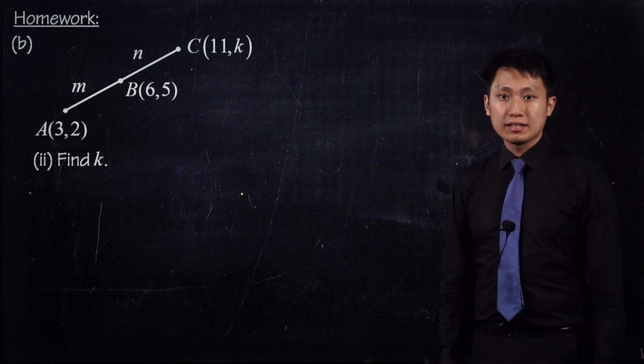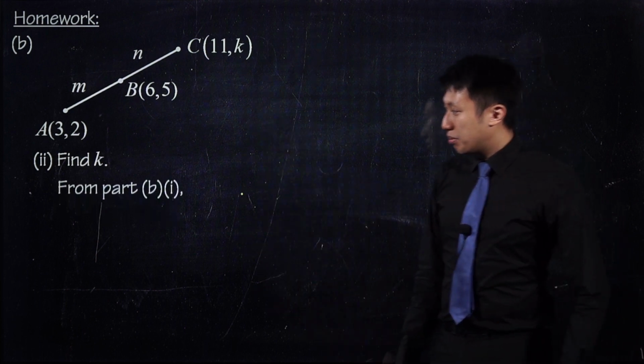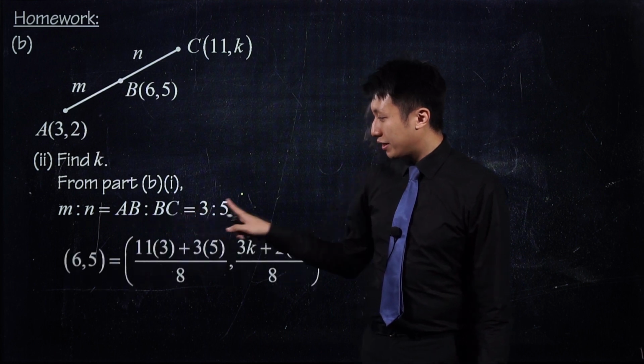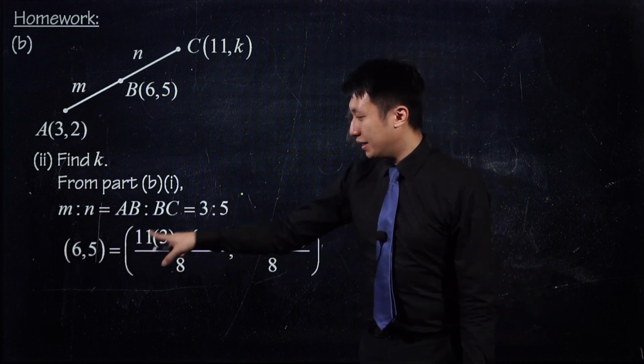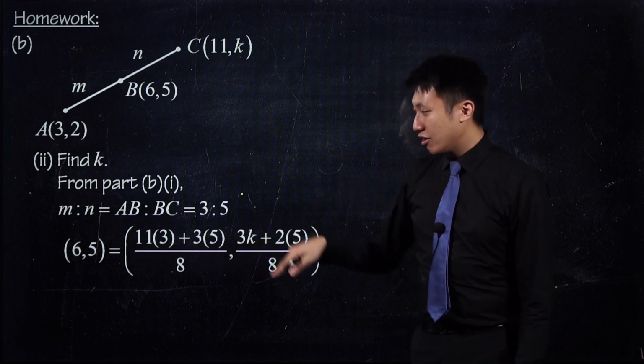Okay. Find k. Just now we found m and n. Then what we can do is plug it into the formula. We got this one already from the previous part. We can plug it into the things that we wrote just now in terms of m and n. Then we plug it in.